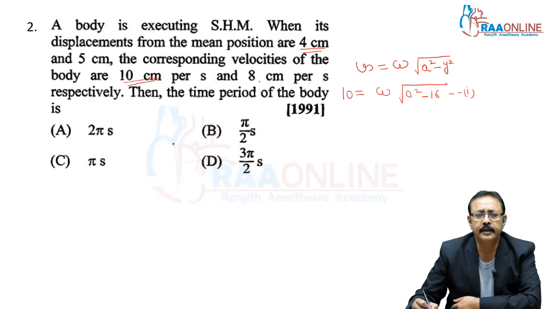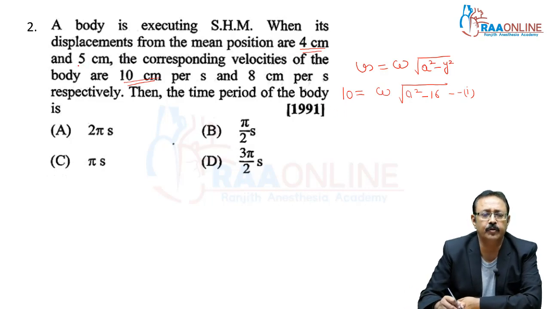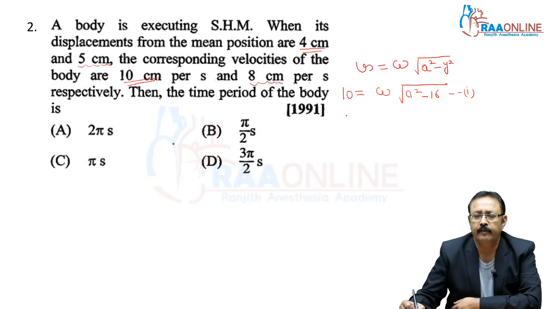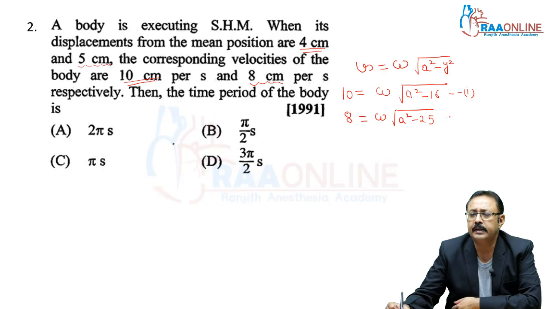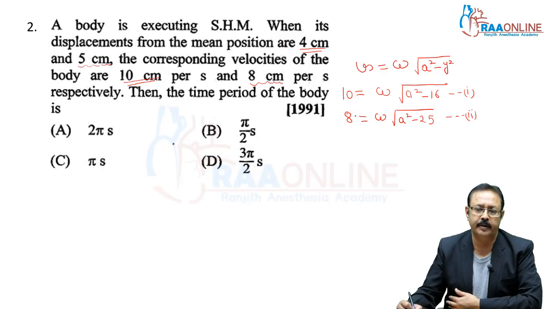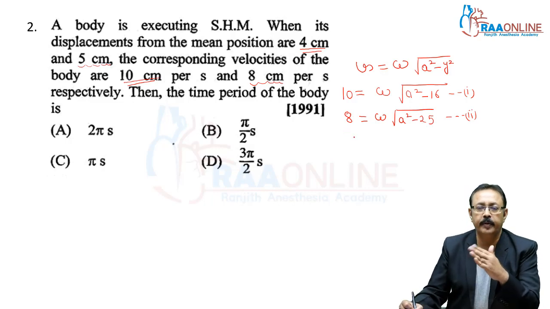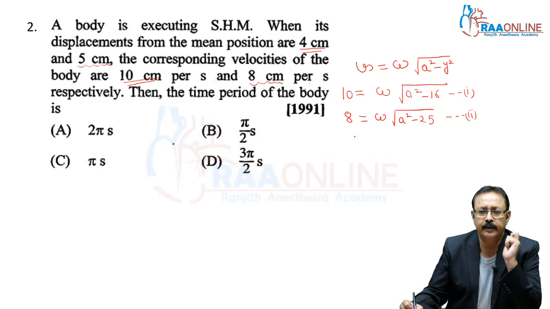Next, they are saying when we were at a distance of 5 centimeter, y was 5, velocity was 8 centimeter per second. Velocity was 8 when y was 5, and 5 square means 25. This is equation number 2. We want to calculate the time period. You will get the time period from omega, and omega is 2 pi by T. So our target is to calculate omega.